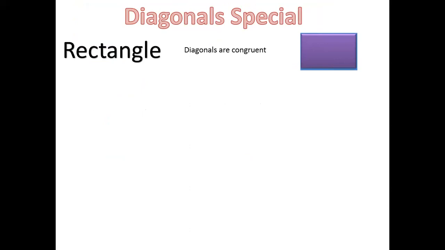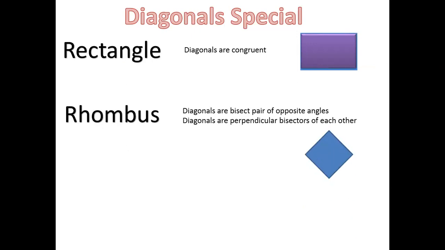Okay, next, special properties about the diagonals of quadrilaterals. So what is a diagonal? A line segment which joins two opposite vertices is called a diagonal, right? So here in this case, for a rectangle, we can say that the diagonals are congruent. For a rhombus, the diagonals bisect the opposite angles. And of course, the diagonals are perpendicular bisectors of each other. So these are the two properties of a rhombus.